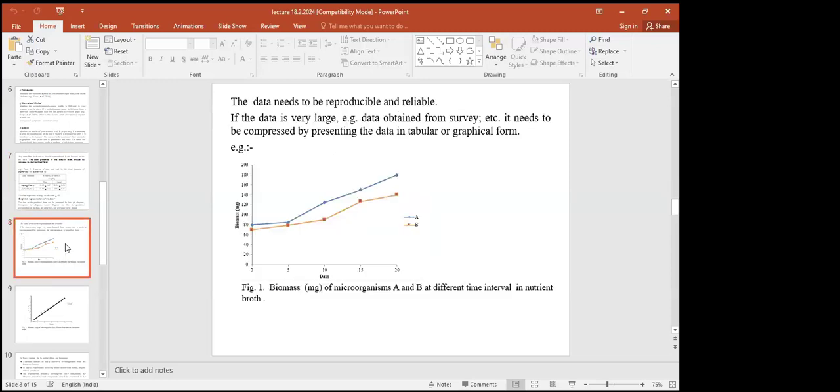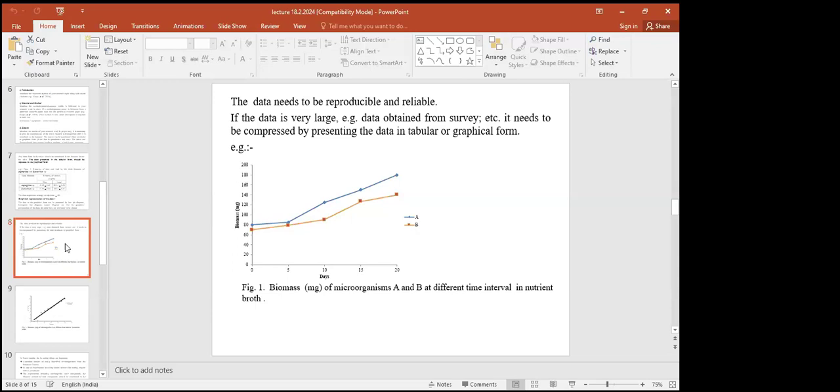Now, I have mentioned the data needs to be reproducible and reliable. Hence, if the data is very large, or if your data involves some survey, then you can compress it. And this is how the line diagram can be. You have to label your x-axis, y-axis, show the legends, and give a title to your figure. The title has to be below the figure, as you can see here, okay?